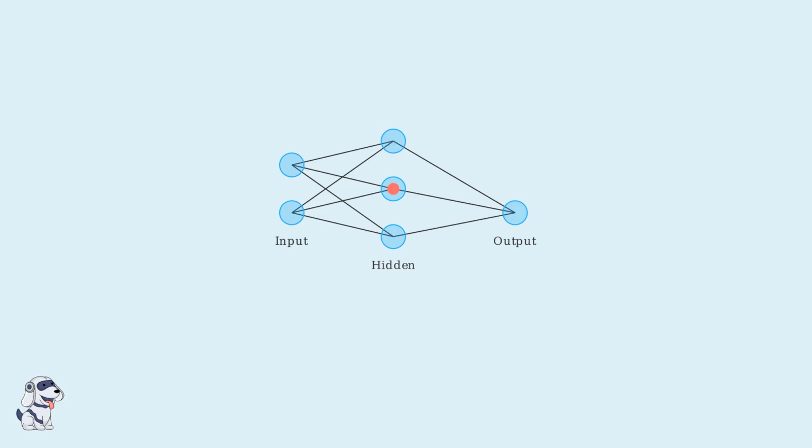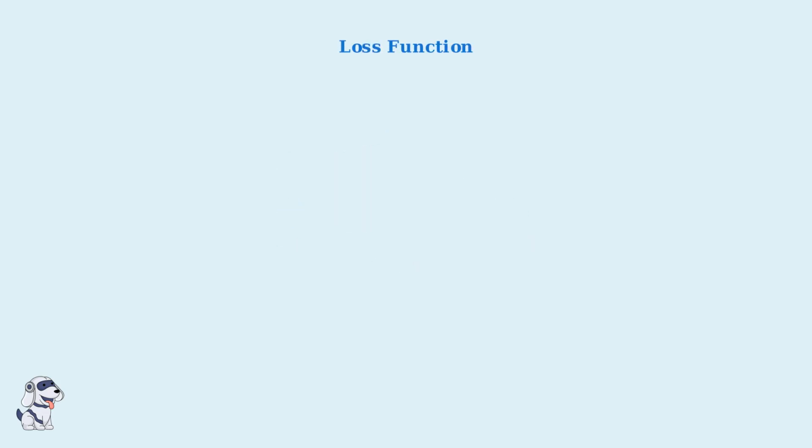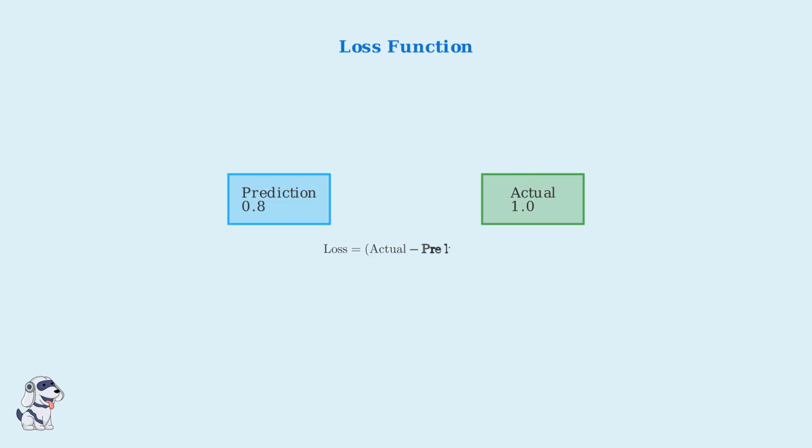During the forward pass, input data flows through the network from left to right, producing a prediction at the output. The loss function measures how wrong the network's predictions are compared to the actual correct answers. It's like a score that tells us how badly the network is performing. For example, if our network predicts 0.8, but the actual answer is 1.0, we can calculate the loss using the squared difference. The larger the difference, the higher the loss.